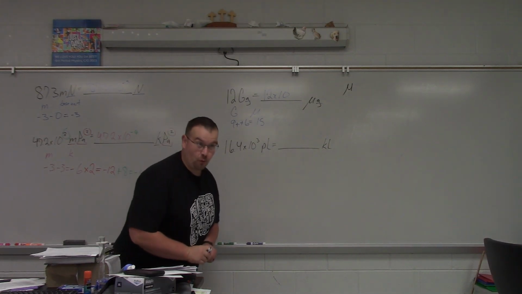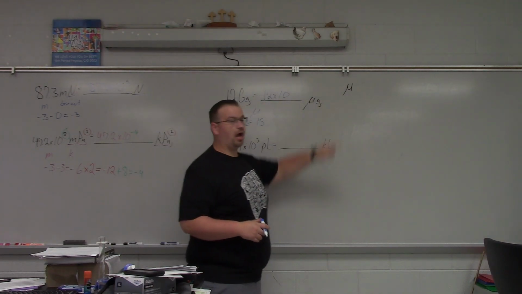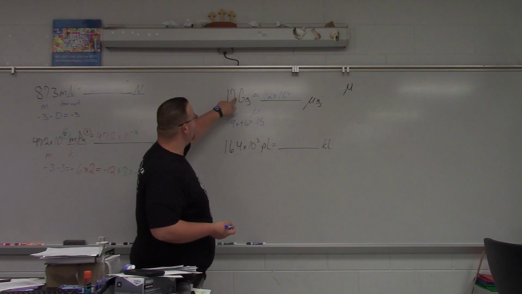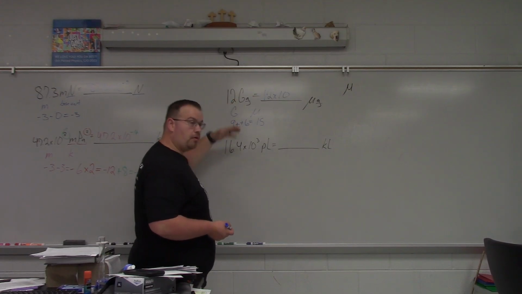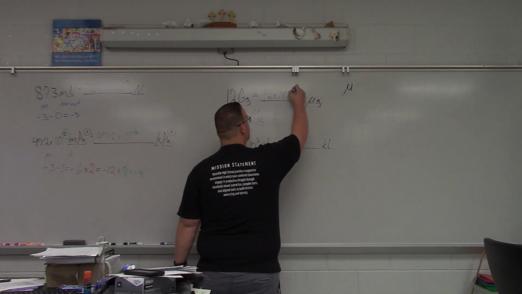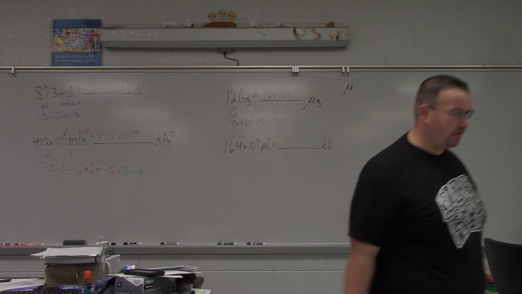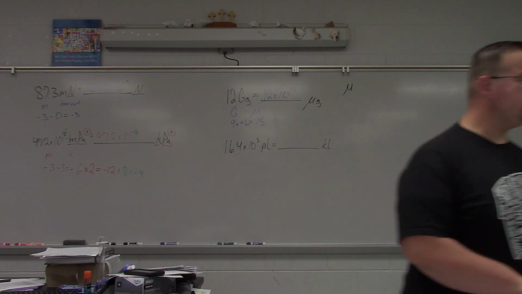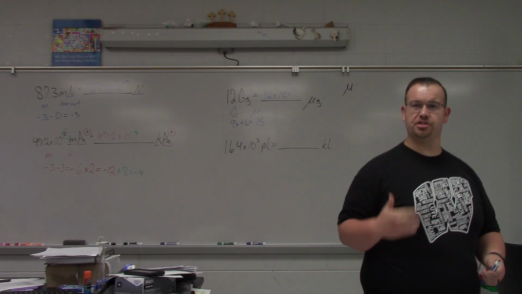Go to step 4. Is there an exponent on the units? No, so we skip step 4, go to step 5. Do we start with an exponential value with our number? No, so we don't need to do step 5, skip it. 15. So 12 times 10 to the 15th micrograms. Okay? Questions there? This is the part where we're making sure to check our numbers.